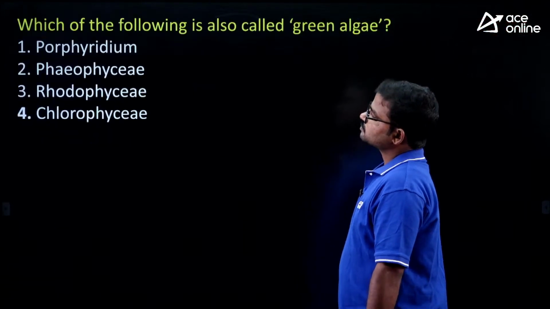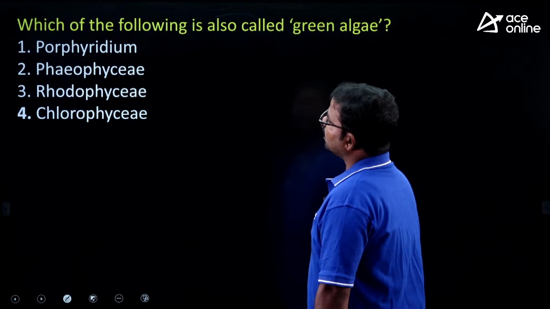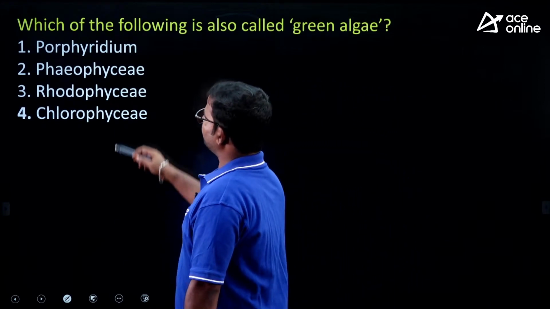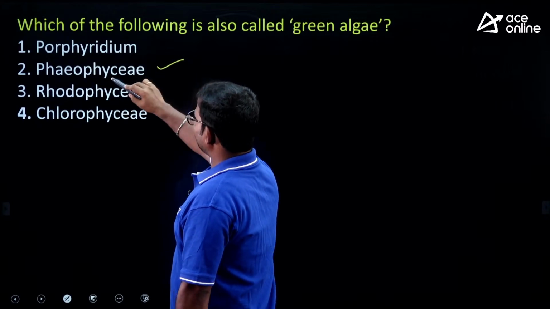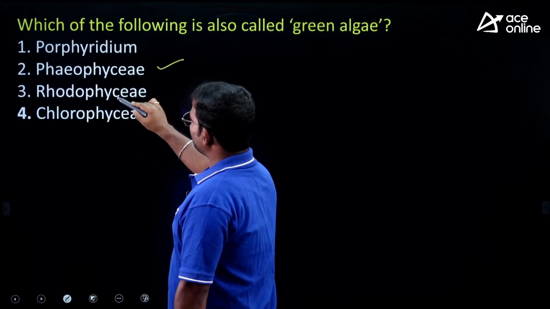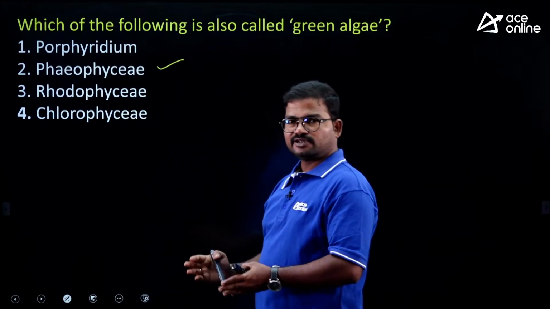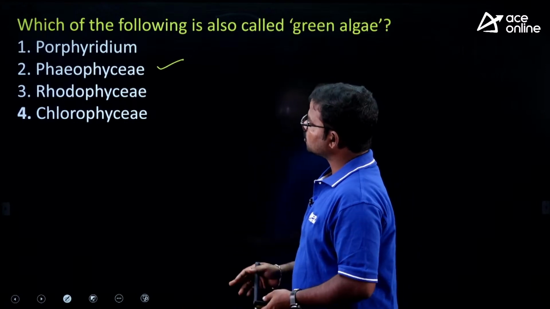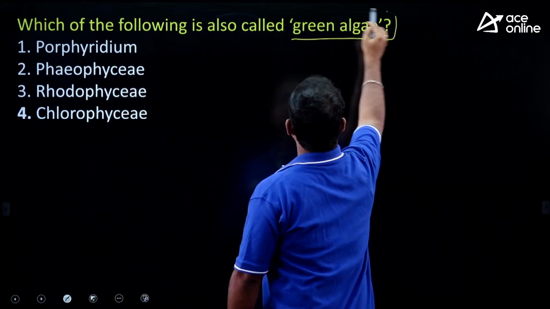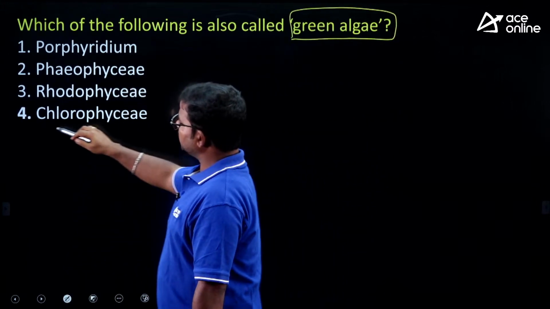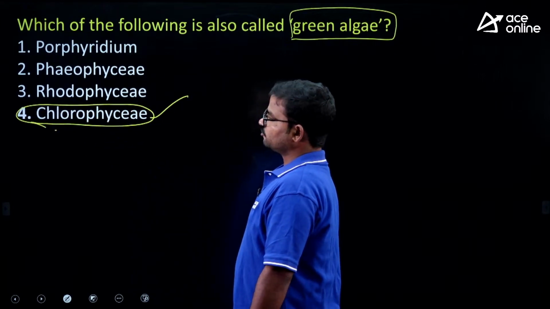So next one, which of the following is also called green algae? Here they mentioned Porphyridium, next phaeophytes, next rhodophytes, next chlorophytes. So different options are mentioned. Which is the correct option here? They are asking about green algae, and green algae is nothing but chlorophytes. Option 4 is the correct option.